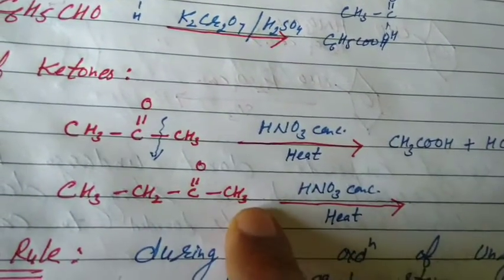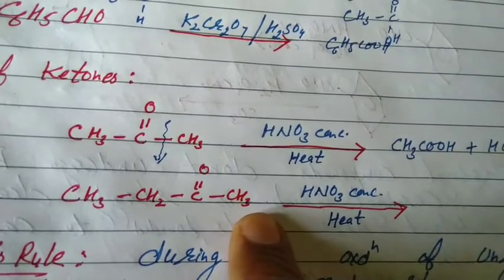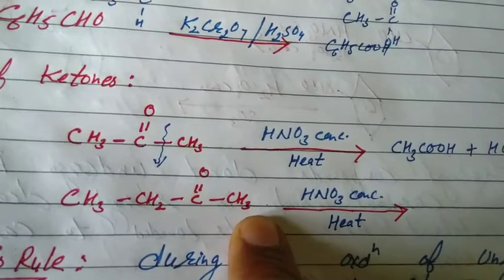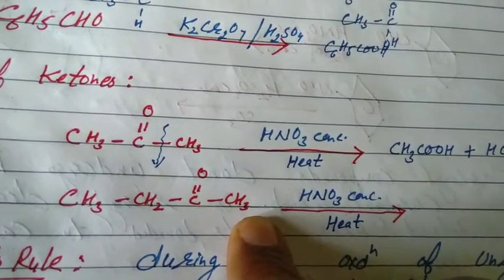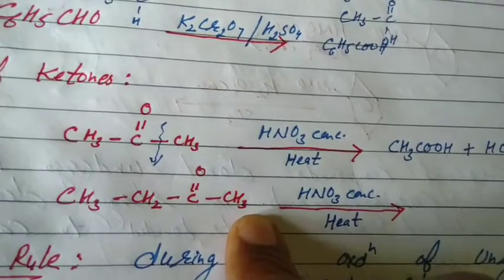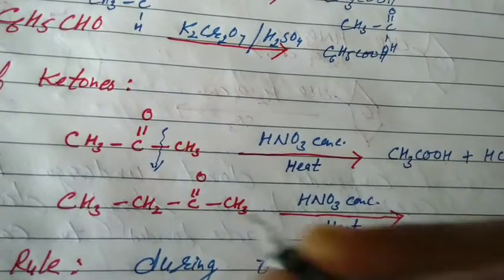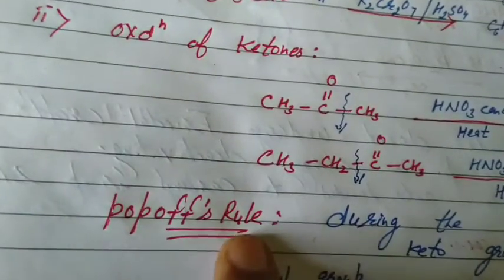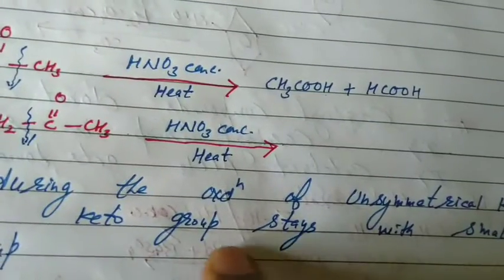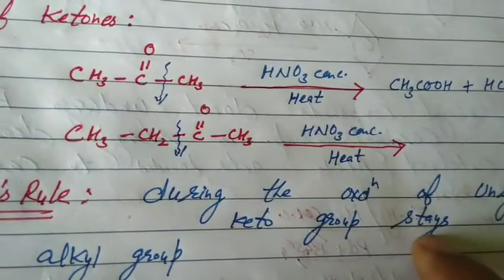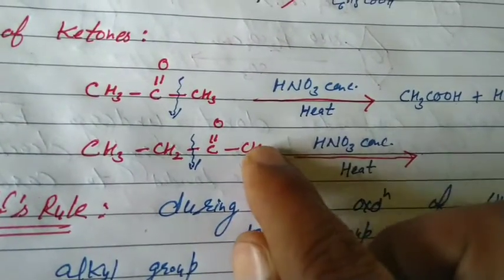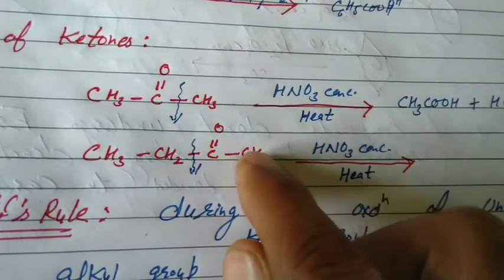But here it is an unsymmetrical ketone. In case of unsymmetrical ketones, the breakage of the carbonyl carbon and alpha carbon bond takes place from that alkyl side having more carbon atoms. Definitely in this case it will break from this side. It is according to Popoff's rule. Popoff's rule: during the oxidation of unsymmetrical ketones, the keto group stays with the smaller alkyl group. When we oxidize an unsymmetrical ketone, we apply Popoff's rule. That is, the keto group will stay with the smaller alkyl group.